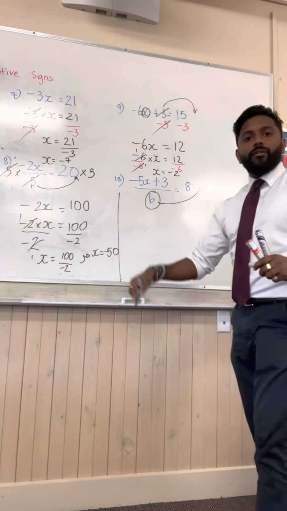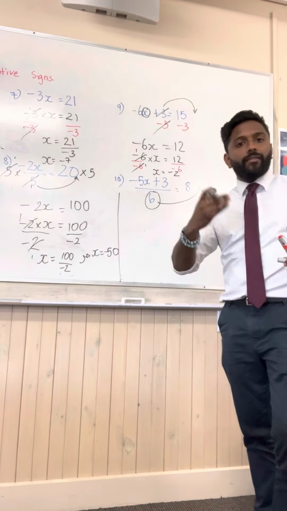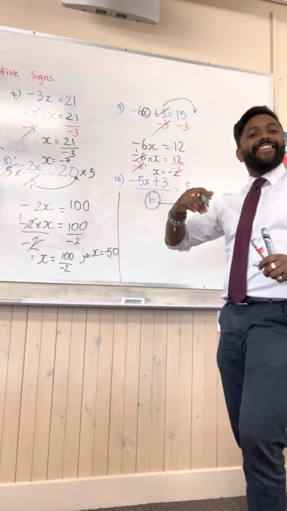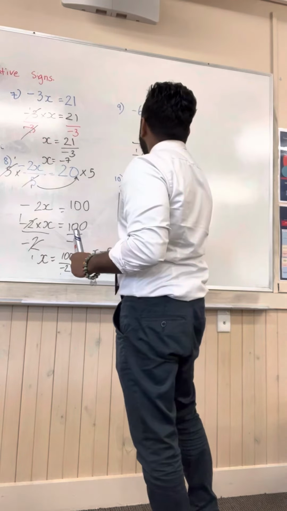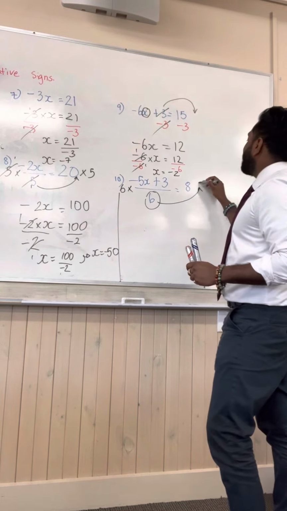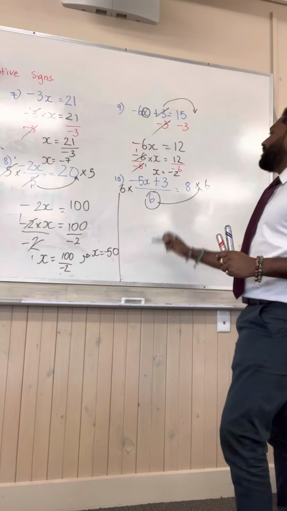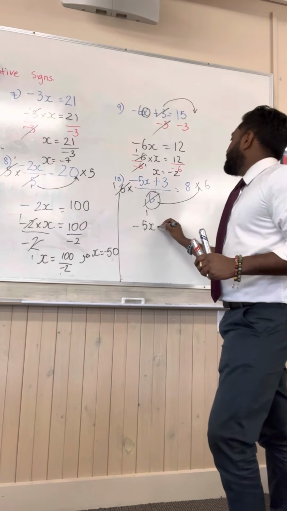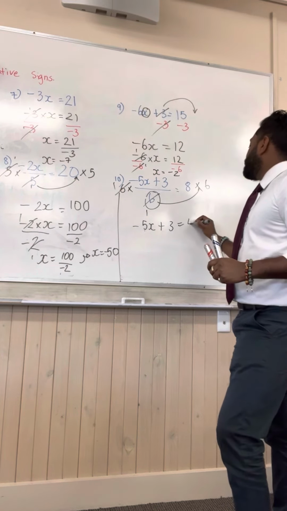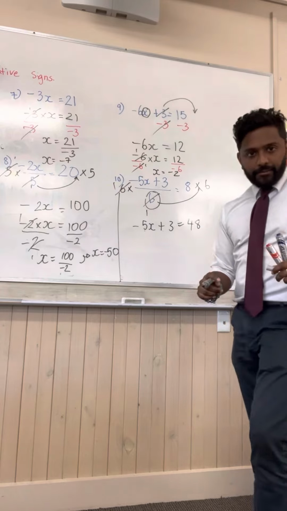What is it doing at the bottom? Think about the operation. You've got to do the opposite, so times 6. And then you times 6 on this side. Let's cancel 1. Now you're left with negative 5x plus 3 is equal to 48.